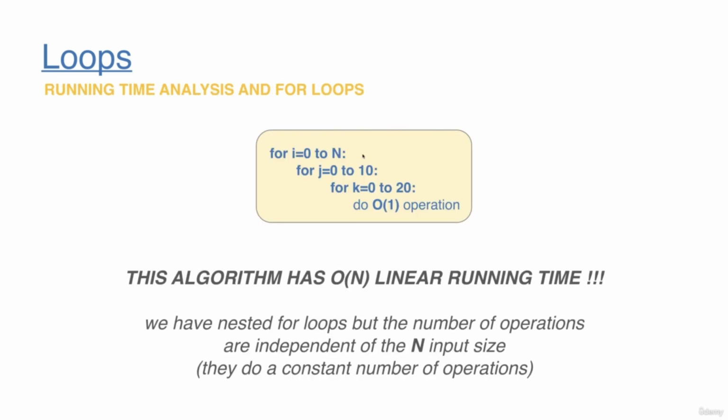By the way, this is a tricky question: what is the running time of this algorithm when we have 3 nested for loops, but the nested for loops consider a constant amount of items? It is extremely crucial that if we have a for loop that's going to consider just a constant number of items, essentially it has constant running time complexity.